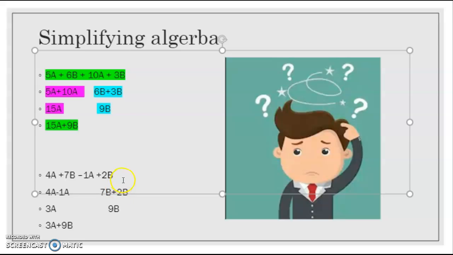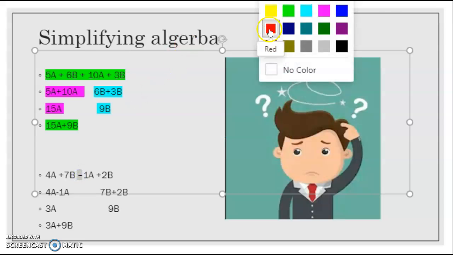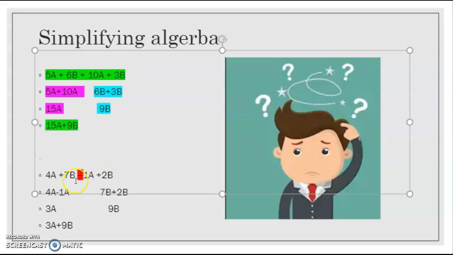So we're now going to look at a second example. The big change in here is this little sign here. It is really important that when you do this, you are making sure you are watching out for minuses. Minuses can be tricky. So we've got 4a plus 7b plus 1a plus 2b. So that is our question.